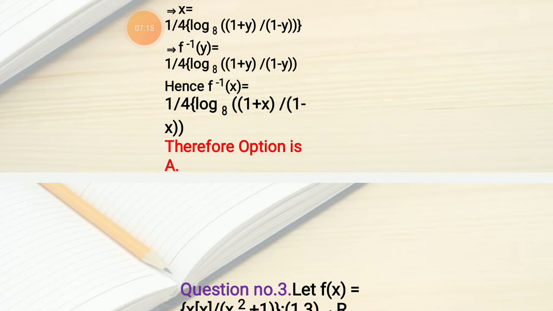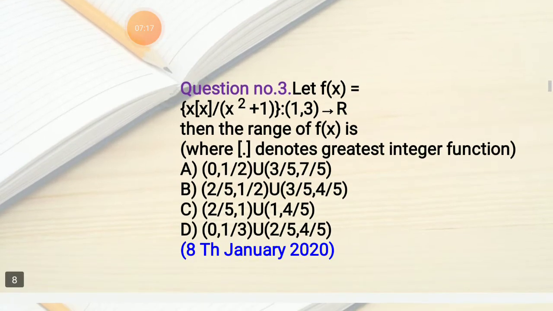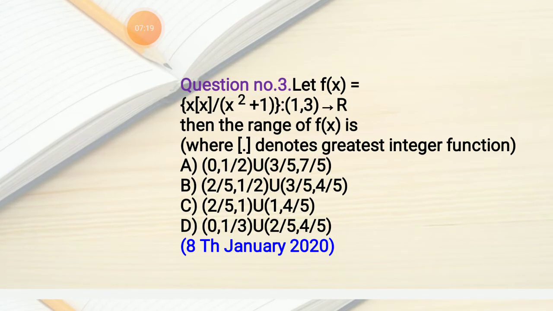Now question number 3: let f of x be equal to x into floor of x, that is the step function x, by x square plus 1. The domain is [1, 3] and the range we don't know; it is asking the range, with the codomain given as real numbers. This was asked again on 8th January. There are 4 options given.